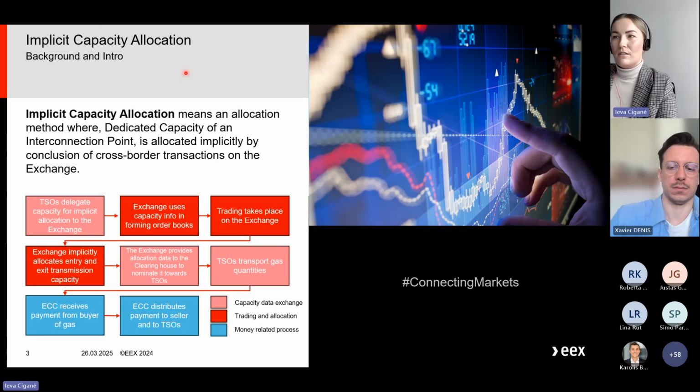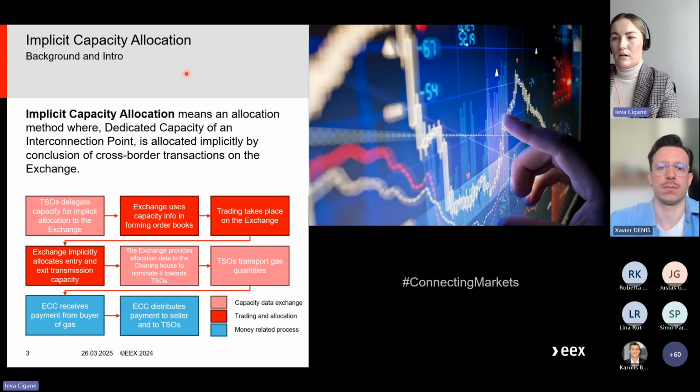Implicit capacity allocation in general is a method where dedicated capacity of interconnection points is simply implicitly allocated by concluding cross-border transactions. So basically, before the capacity allocations start, TSOs will provide some capacities for the exchange to allocate. The exchange will use those capacities to form the order books and organize trading on the exchange.